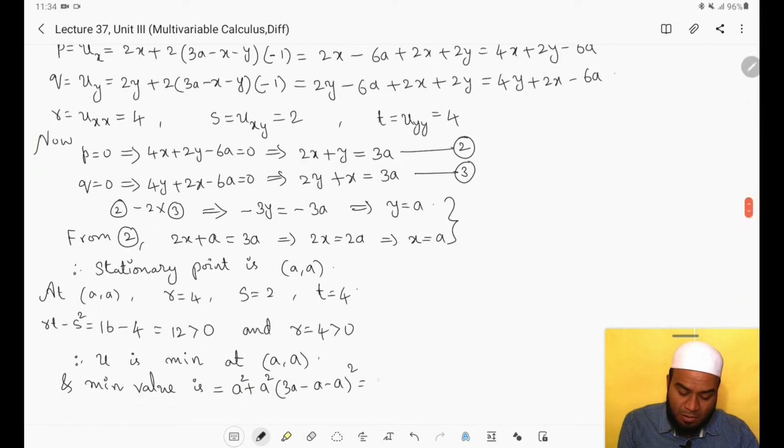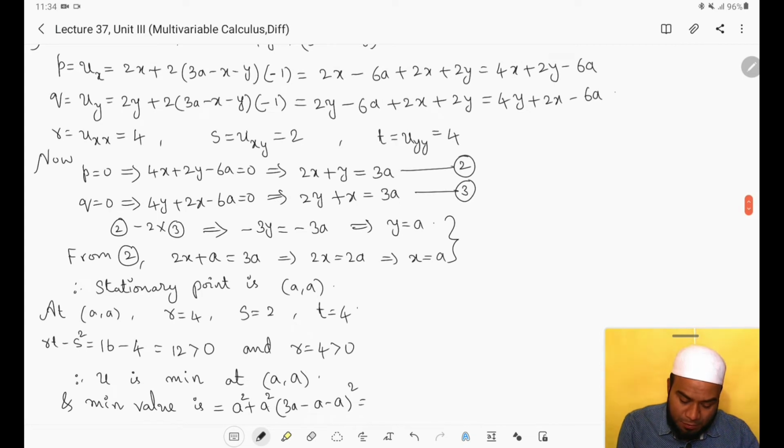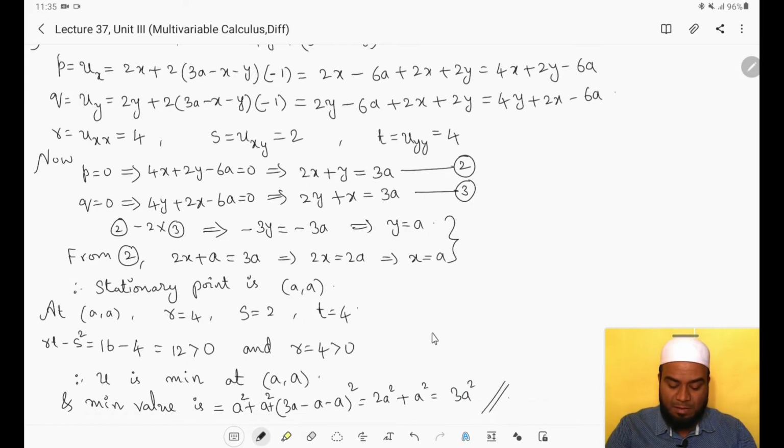So simplify this. What will we get? Here a plus should be there, right. So 2a square we will get here, and plus 3a minus a is 2a, whose square is 4a square. So finally we will get 3a square. So this is the minimum value of the function, which is 3a square, and this minimum is obtained at the point (a, a).